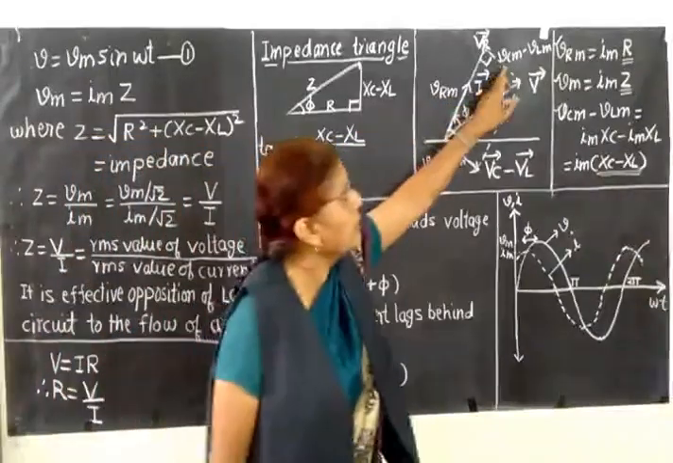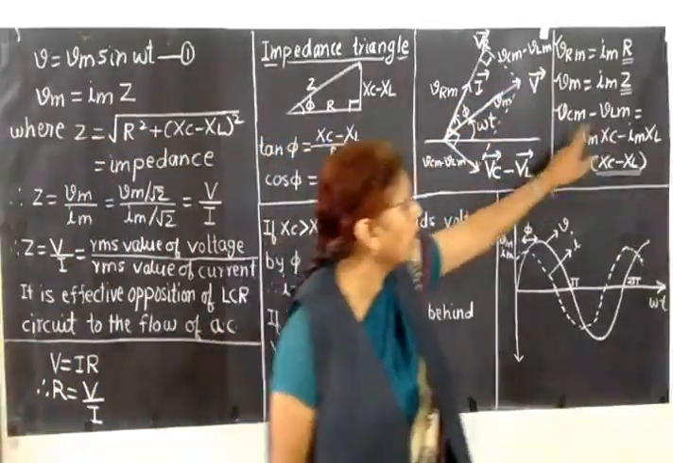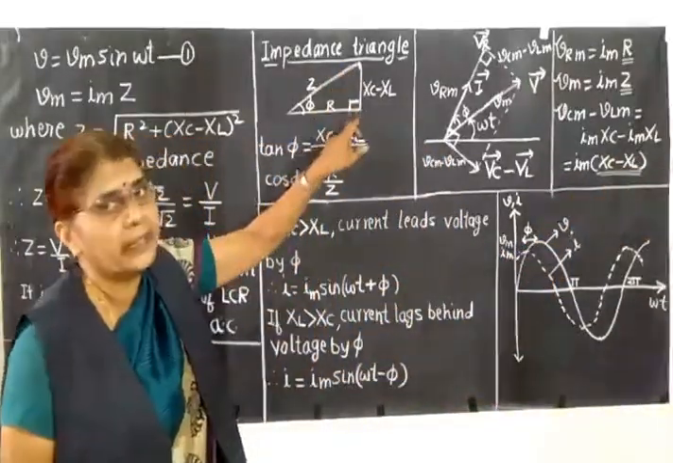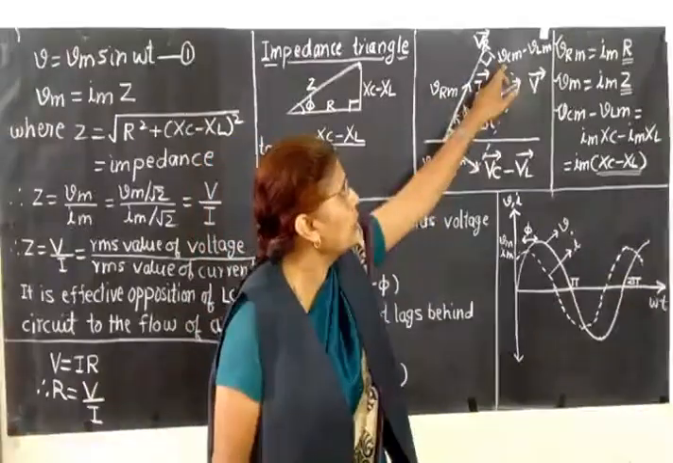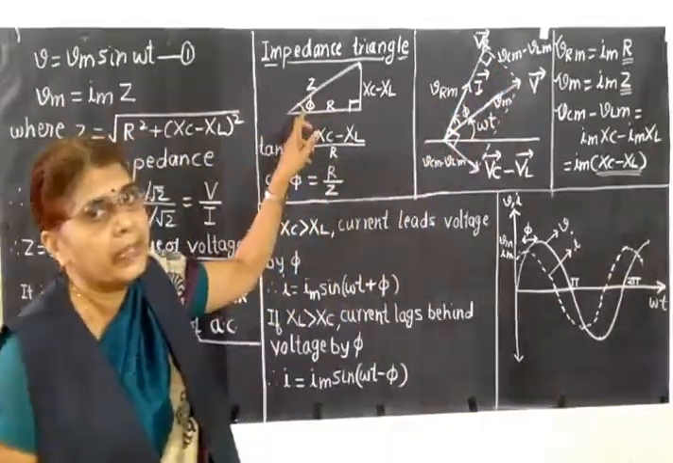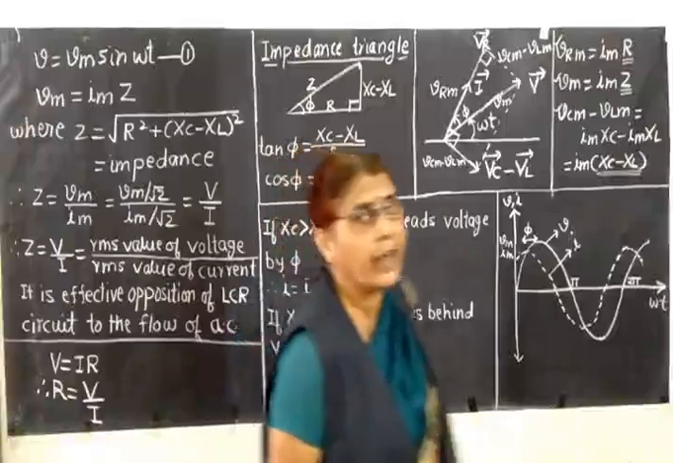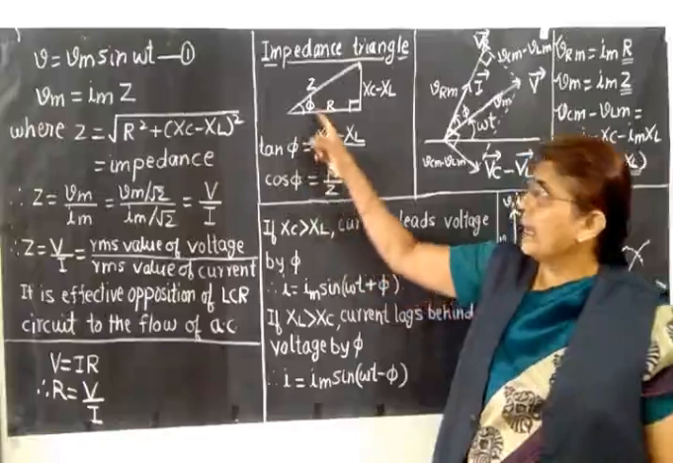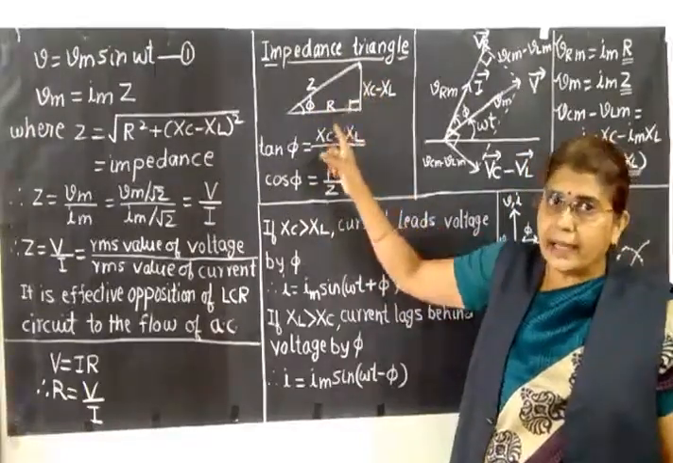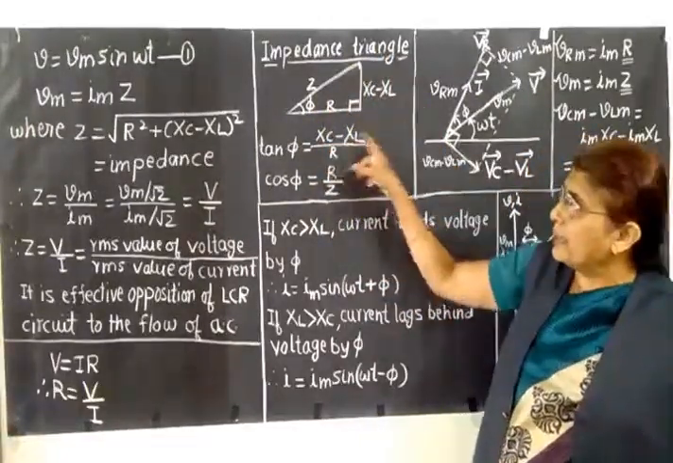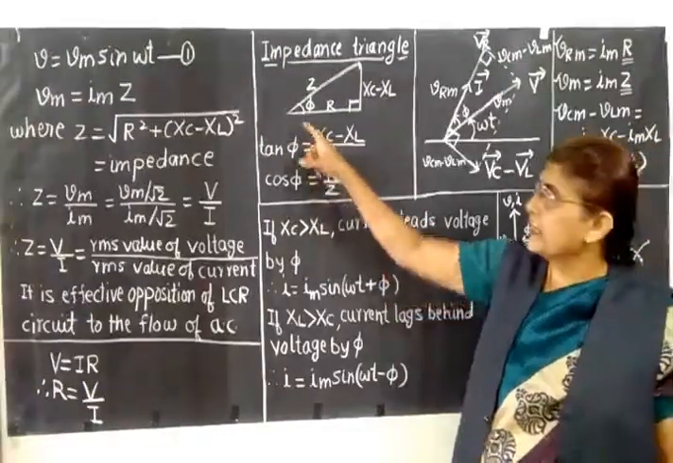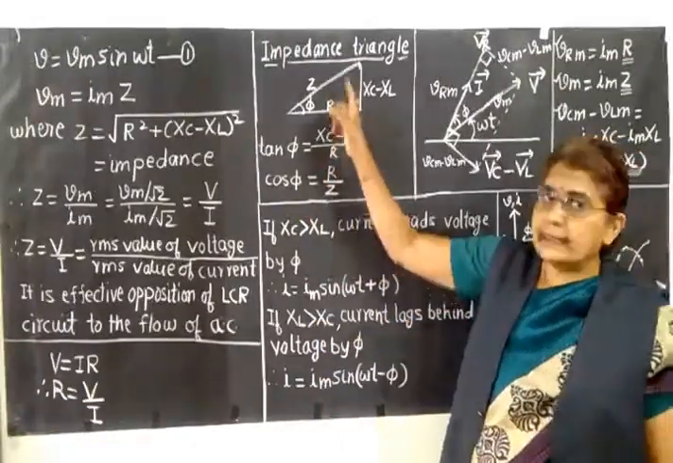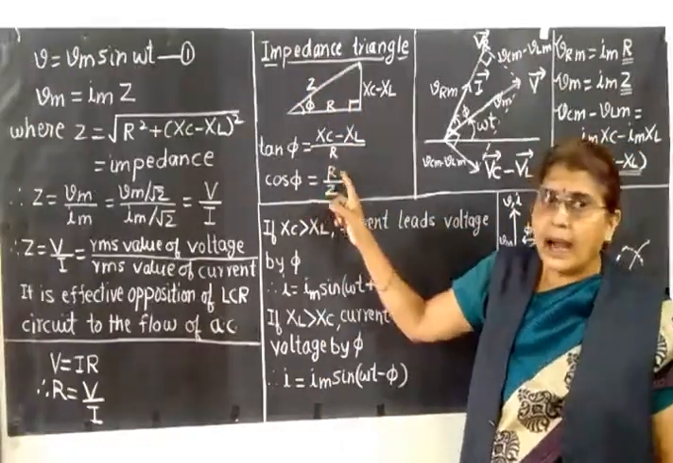Then the shorter side is VCM minus VLM. What is VCM minus VLM? It is XC minus XL. So this shorter side is XC minus XL. Now the angle opposite to the shorter side is phi. So this angle is equal to phi. Now you can find the value of tan phi and cos phi from this figure. What is tan phi? Tan phi is nothing but opposite by adjacent. So the value will be XC minus XL divided by R. This is the adjacent side. What is cos phi? Cos phi is adjacent by hypotenuse. So it will be nothing but R by Z.